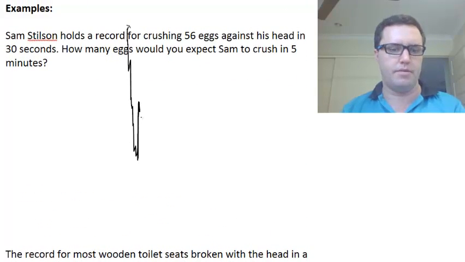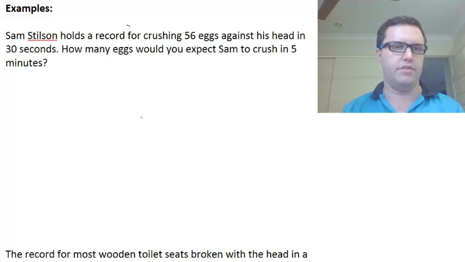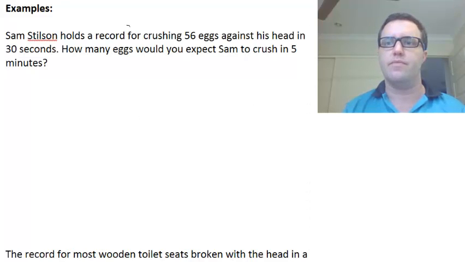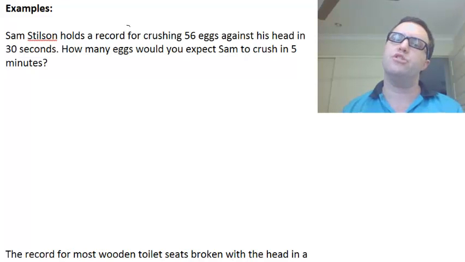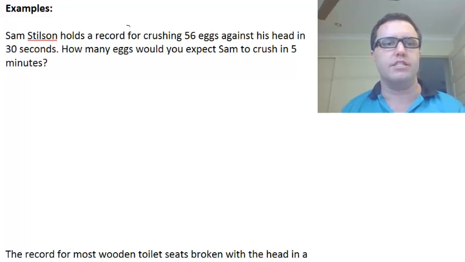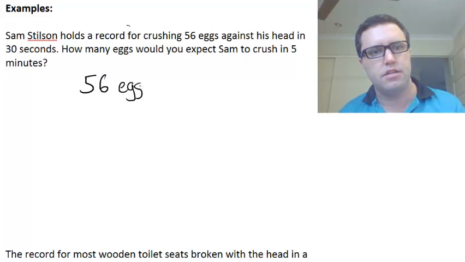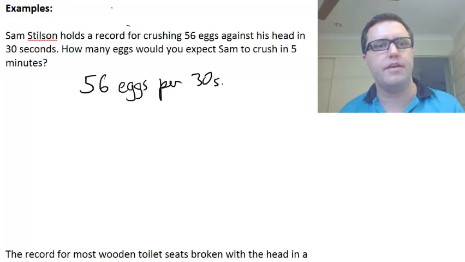And here's another one for us to think about. So we've got Sam Stilson here. He holds a record for crushing 56 eggs against his head in only 30 seconds. So how many eggs would you expect Sam to crush against his head in 5 minutes? So we can work that out. The first thing we do is write the rate as it's given to us. So we've got 56 eggs per 30 seconds.